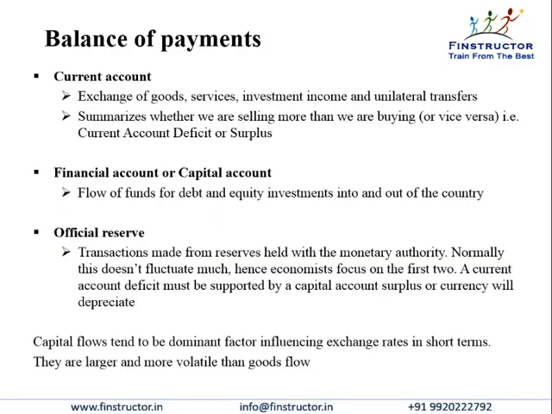To study in detail, the current account captures the exchange of goods, services, investment income, and any unilateral transfers. Unilateral transfers are like subsidies or aid given by foreign countries to us or given by us to foreign countries. These are not like debt, they don't have to be returned. So anything that is a trade item will be a part of the current account. This summarizes whether we are selling more than we are buying, and hence whether we are in a current account deficit or a surplus. If we are selling more, we are in a surplus. If we are buying more, then we are in a deficit.